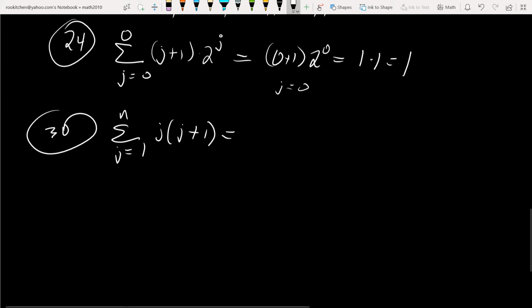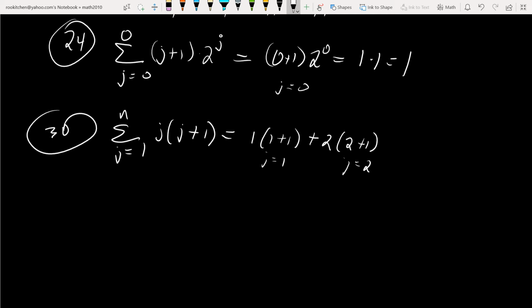And so j equals 1 is 1 times 1 plus 1. And you don't have to write the j equals 1 underneath, but I do. j equals 2 is this. And then you just keep going until you get sick of it, basically. 3 times 3 plus 1, so j equals 3. And then plus dot dot dot plus. And then you can list the last couple terms. So the very last term will be the nth term, so j equals n is the last one.